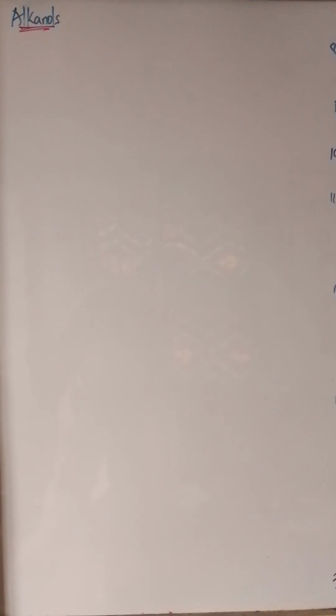Continuation from our last class, organic chemistry. The next homologous series we are looking into are alkanols, which are also called alcohols, and they have the general form. A hydroxy group is attached to an alkyl group, and this particular one is called a monohydric alkanol.